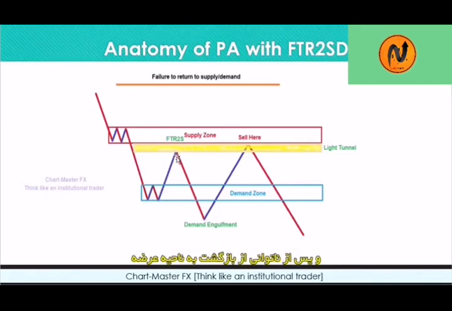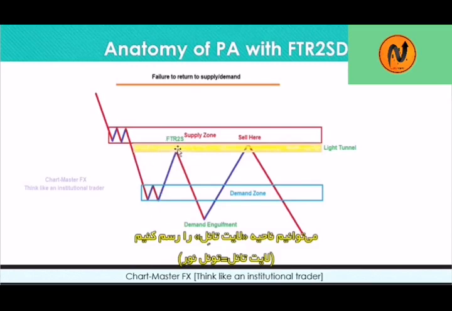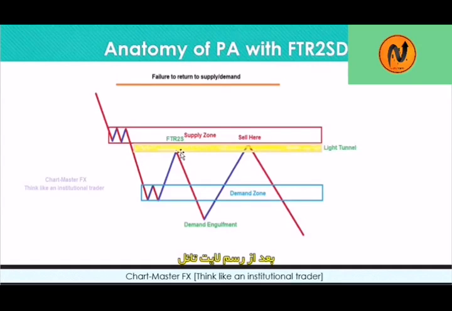So once the price fails to return to supply zone, then you can draw what we call the light tunnel. Once you draw the light tunnel, you wait for this base or this cap to be engulfed. Once this cap has been engulfed, then when the price comes back to the light tunnel, that's where you can place your trade here and possibly put your target profit here on the depth of engulfment and put your stop loss just above the supply zone.